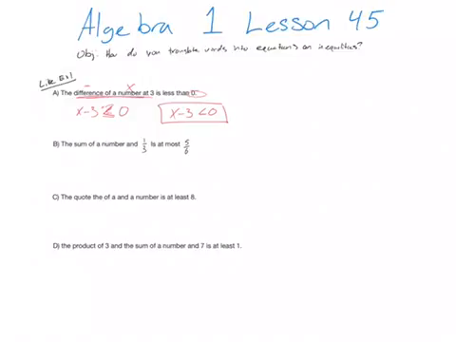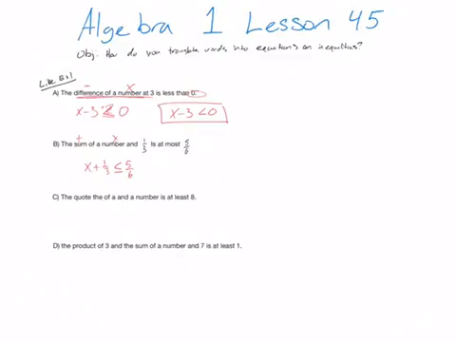The sum, which means addition, of a number, I'll call it x, and 1/3 is at most 5/6. So let's just say x plus 1/3, put that 5/6. Well, it says at most, which means that the number on the left is going to be that number or smaller, right? If the most money you ever have is $1,000, you're going to have $1,000 or less than $1,000. So I'm going to say less than or equal to. That's what that line underneath means, or equal to.